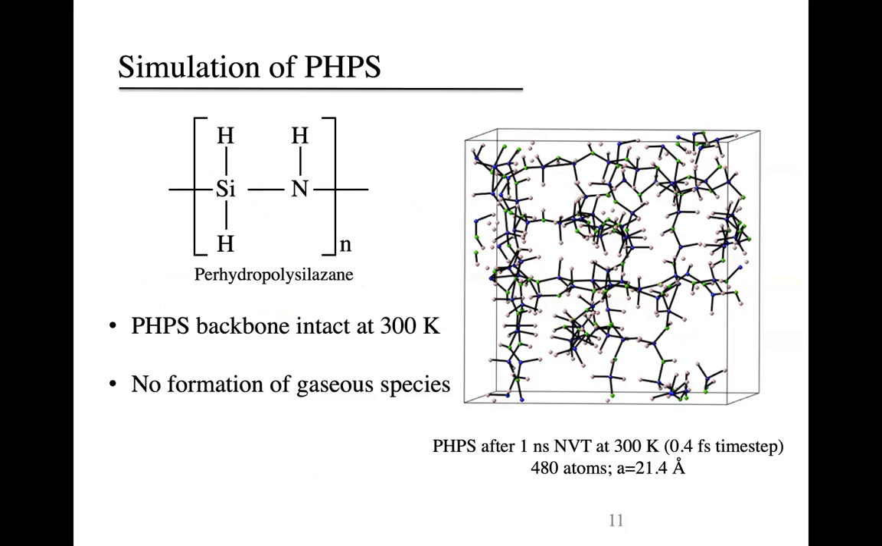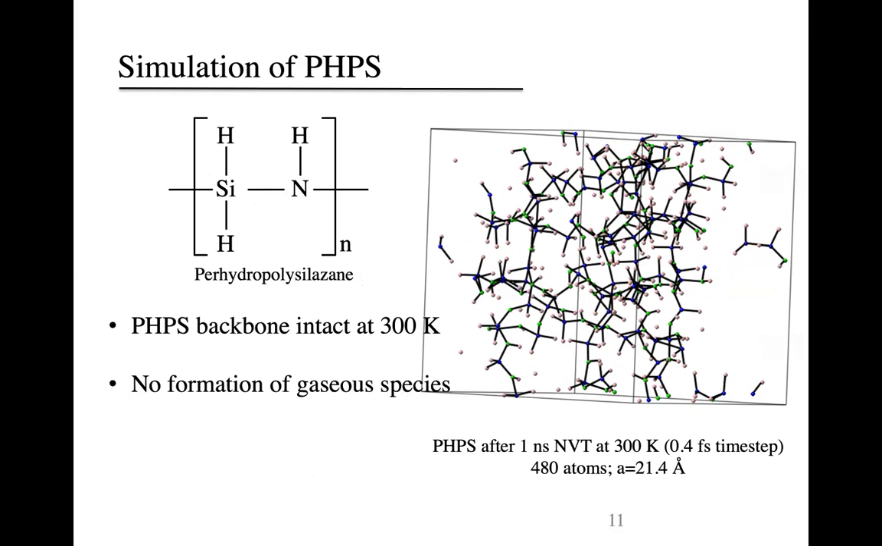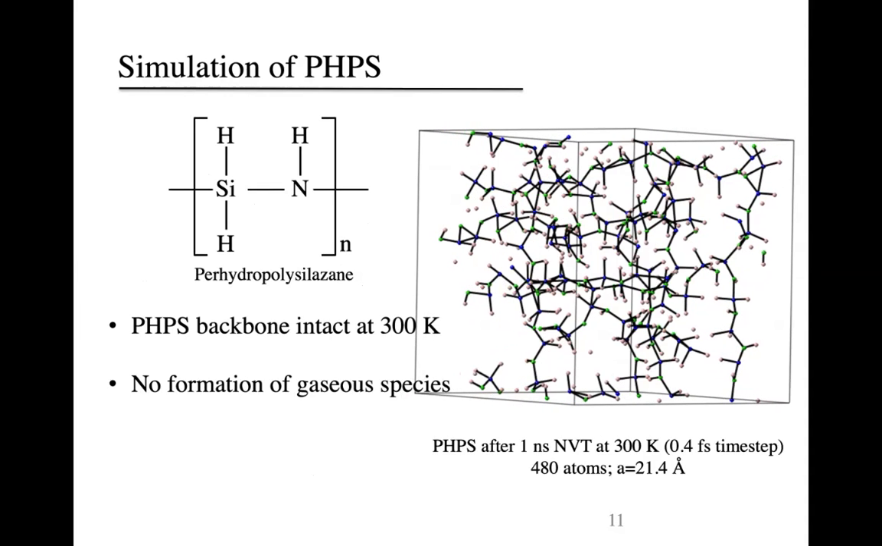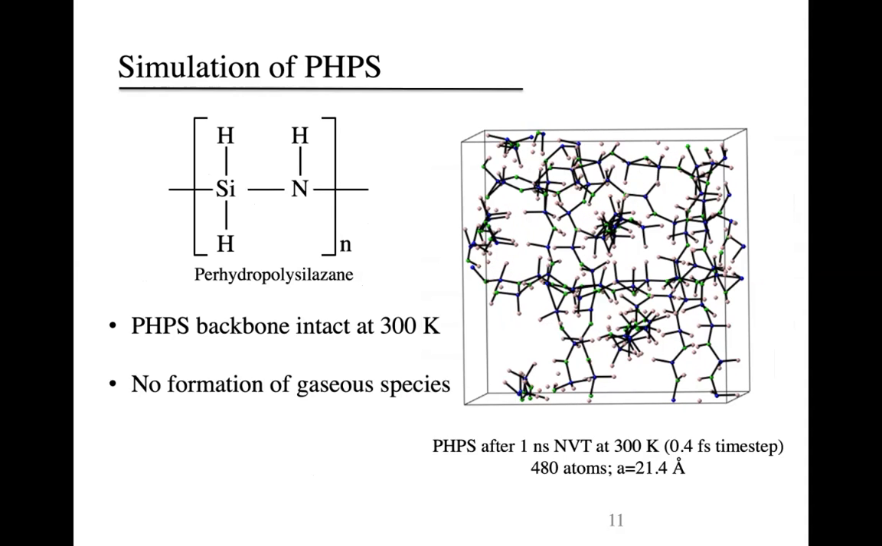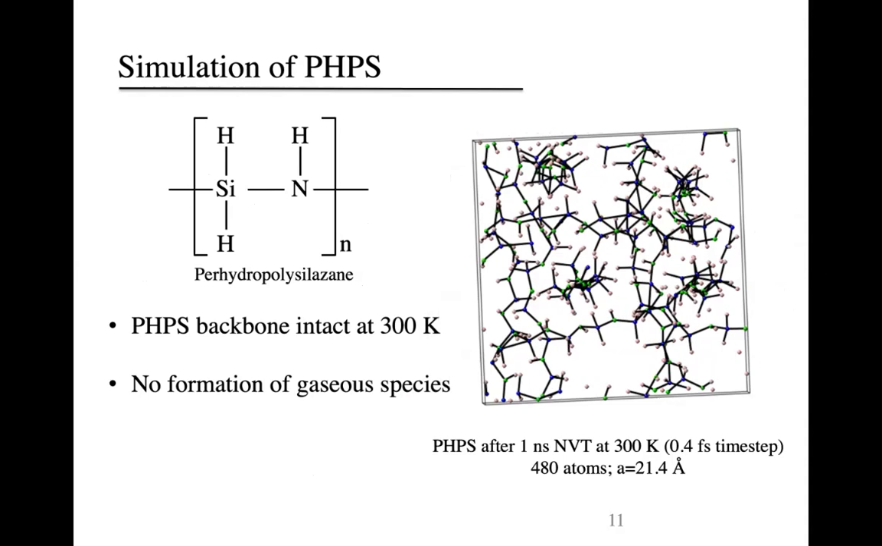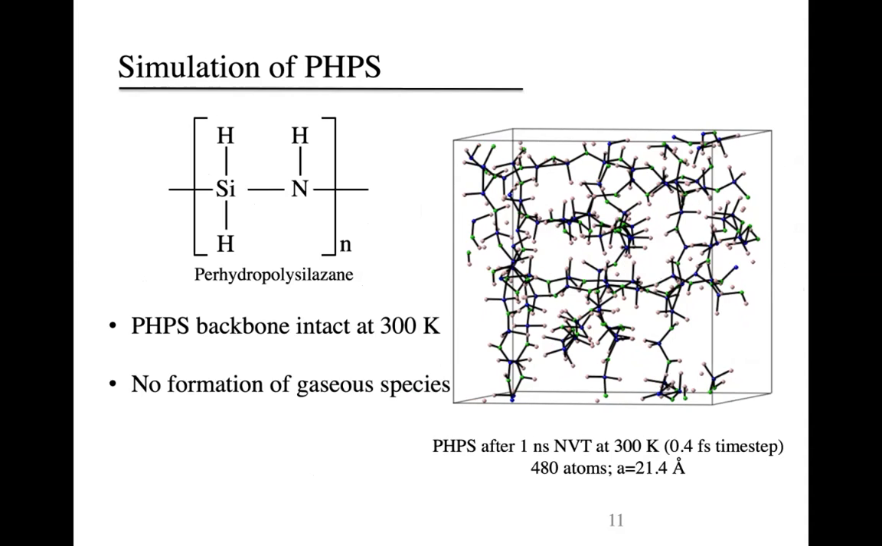We use ReaxFF to simulate perhydropolysilazane, or PHPS, a polymer with a silicon-nitrogen backbone. With constant temperature simulations, we find that our model of PHPS remains intact at 300 Kelvin. Any visible fragments are only a consequence of how the model is displayed. There doesn't seem to be any noticeable problems, no unusual angles involving silicon and nitrogen, or any premature formation of gaseous species that may be found at elevated temperatures like hydrogen or ammonia.